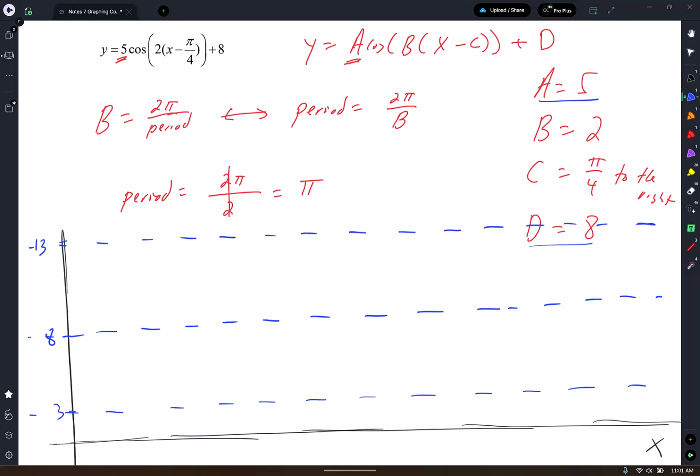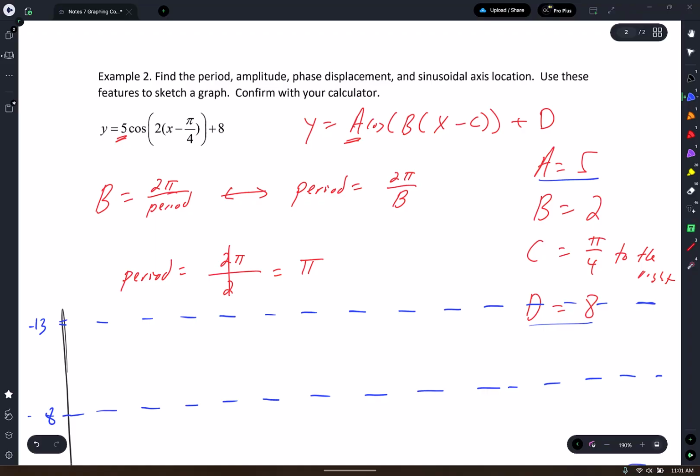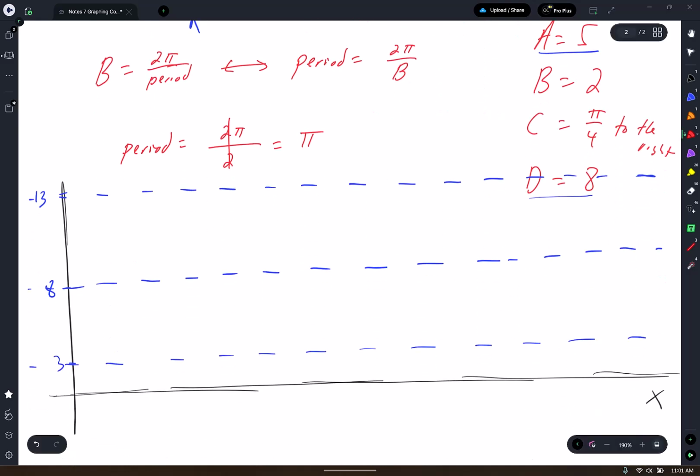All right. Because we're using cosine, I know that I'm going to have a peak at pi over 4. So I'm going to take a different color, and you don't have to be perfect, guys. I'm going to say pi over 4 is right here. So pi over 4, and I'll put a point right at the maximum. Are we okay so far?